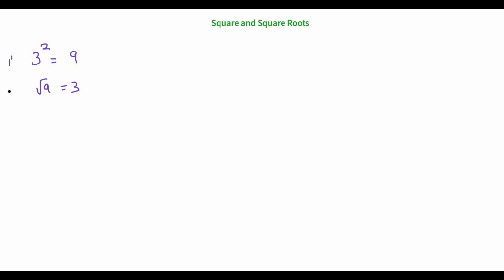Let's see another example. Suppose we have 7 squared. 7 squared is 49, so the square root of 49 is 7. As you can see, there is an inverse relationship in this.